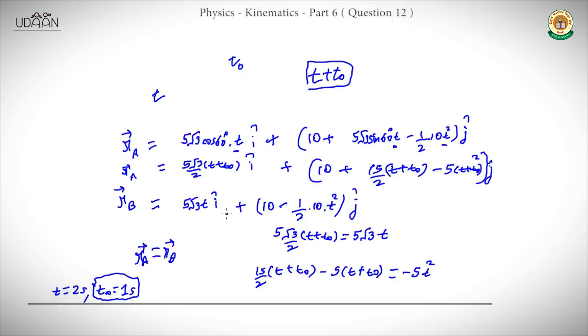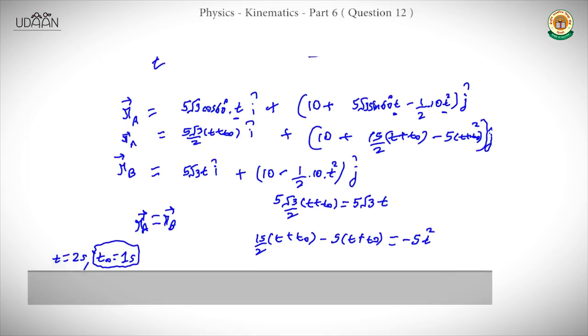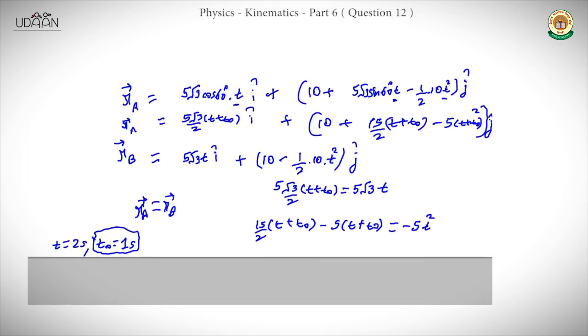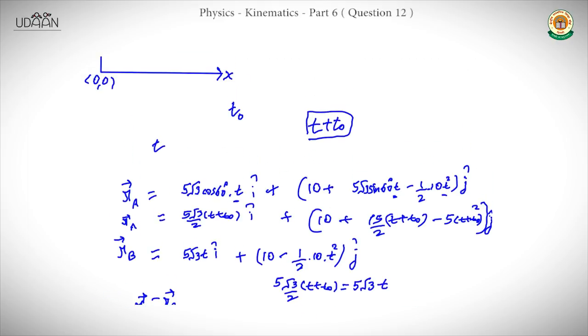You will have 10√3 î plus [10 minus 5 into 2²] ĵ. So that is a simple thing. You don't need to worry about that. It's a simple question. Okay. So the answer that we have is the coordinates of point P are 5√3 comma 5. You can easily find them by putting the value of t and t0. 5√3 î plus 5 ĵ is the position vector of the point P. Okay.